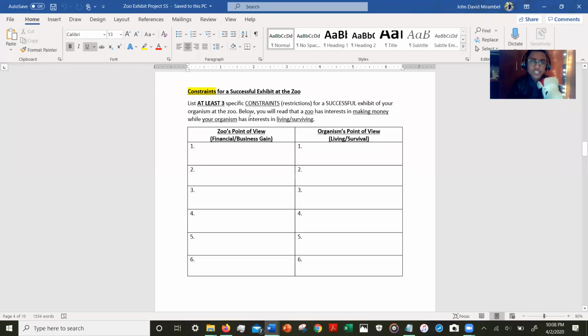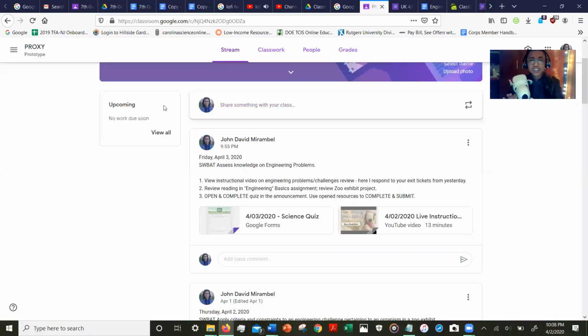Here, we just have two different points of view, the zoo and the organism. One has different criteria, therefore different constraints. The other has different criteria, therefore different constraints. And hopefully that clears up any confusion you have about constraints and how they relate to criteria in an engineering problem or challenge.